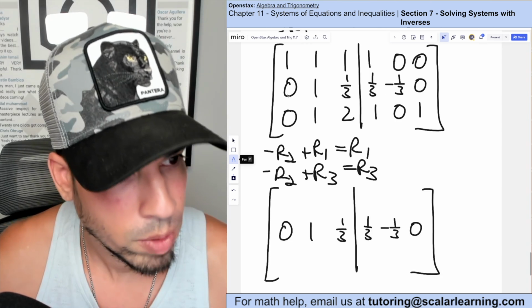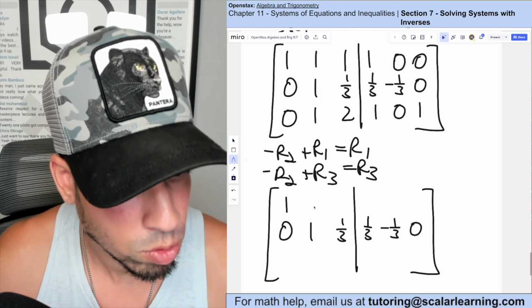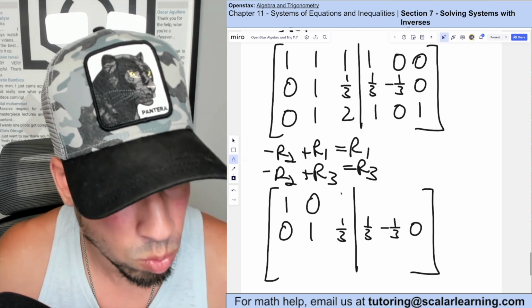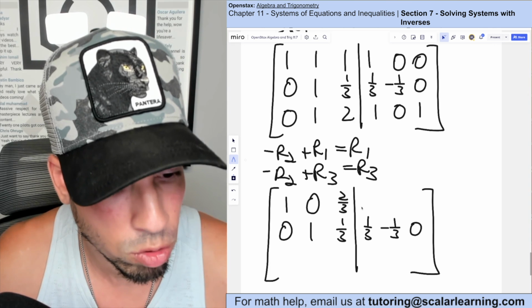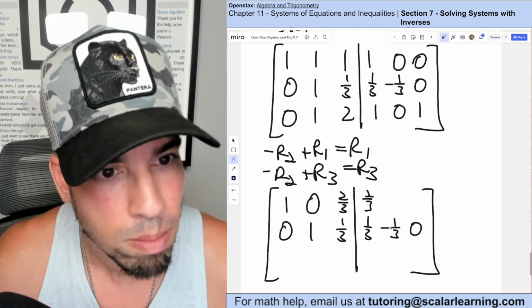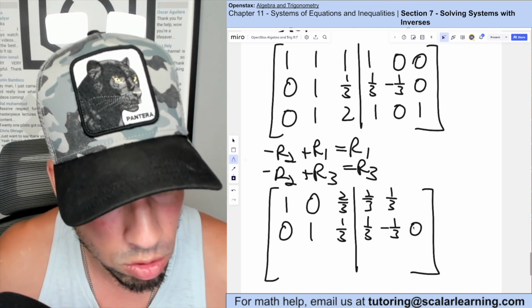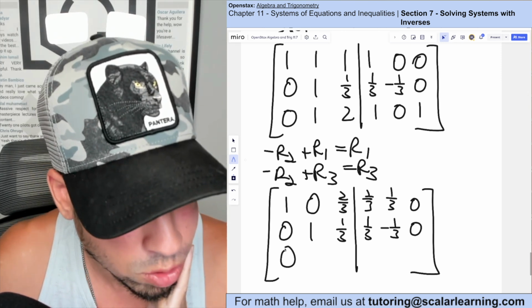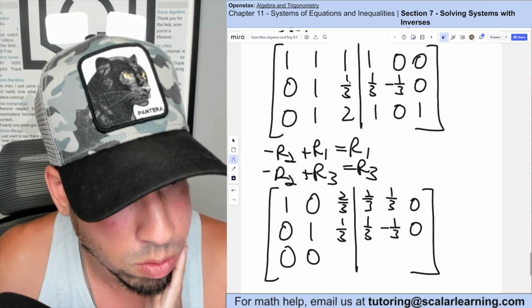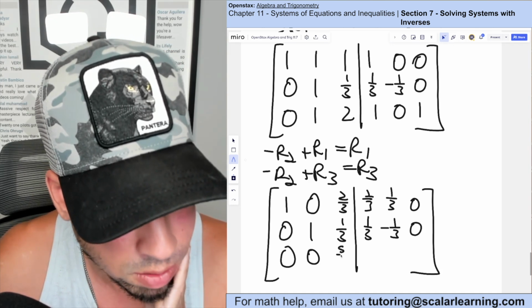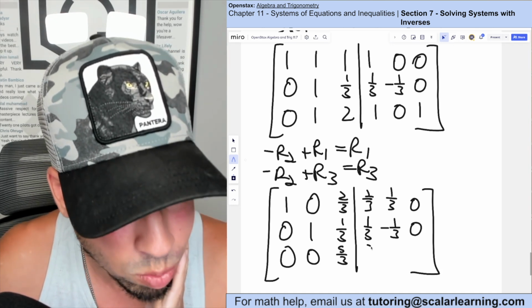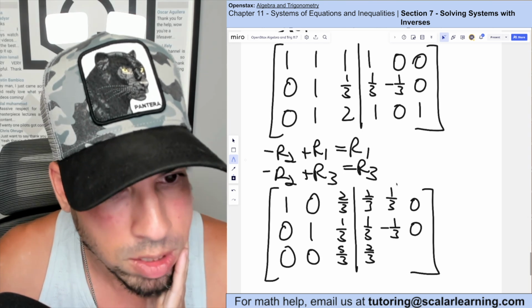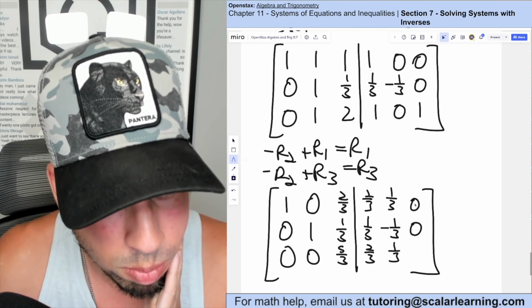Let's write it out. So we got 0 plus 1 is 1. Negative 1 plus 1 is 0. Negative 1/3 plus 1 is 2/3. Negative 1/3 plus 1 is 2/3. Positive 1/3 plus 0 is 1/3. 0 plus 0 is 0. Okay. Then we got 0 plus 0 is 1. Negative 1 plus 1 is 0. Negative 1/3 plus 2 is 5/3. Negative 1/3 plus 1 is 2/3. Positive 1/3 plus 0 is 1/3. 0 plus 1 is 1.